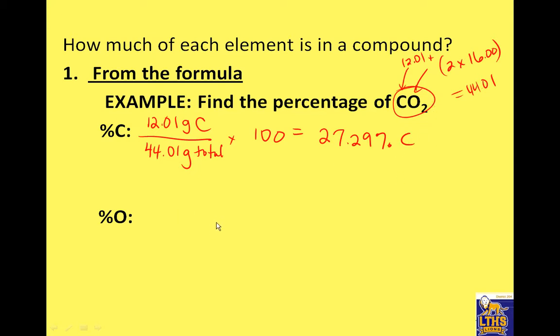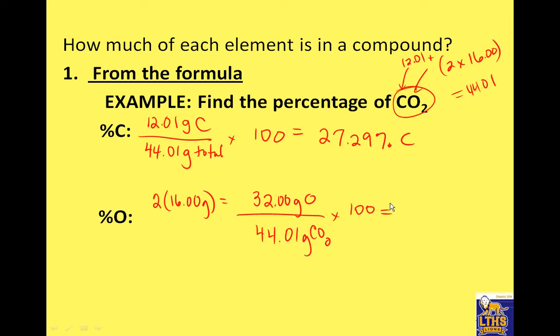Now there are 2 ways you can figure out percent oxygen. You could assume you did this right, and then 100 minus 27 would give you the percent of oxygen. Or you could double check. 2 times 16 gives you 32.00 grams of oxygen in part, that's the part over the total, and multiply by 100 to make it a percent. You get 72.71% oxygen. So one way of identifying carbon dioxide is to do the chemical composition of your compound, and if it comes out to these percentages, it's carbon dioxide. All right, and all you need is a periodic table.